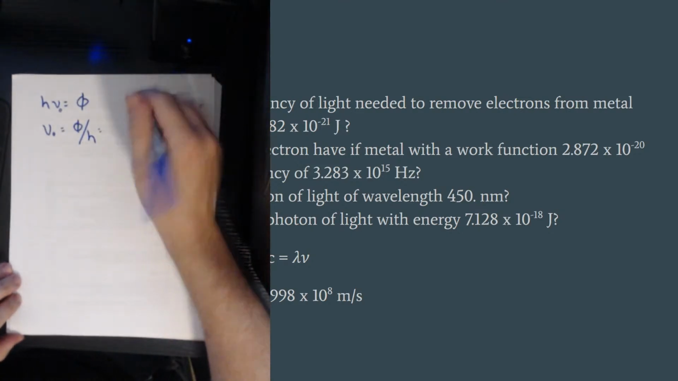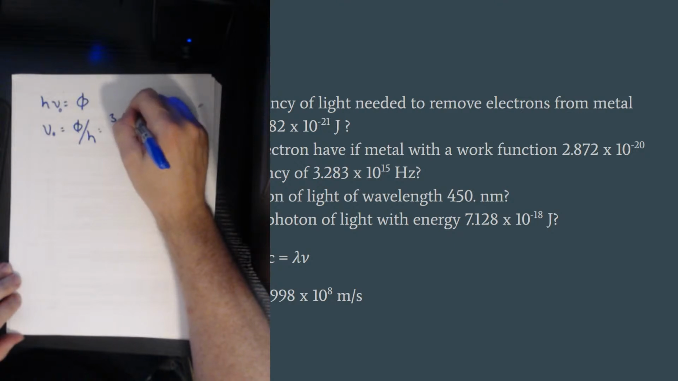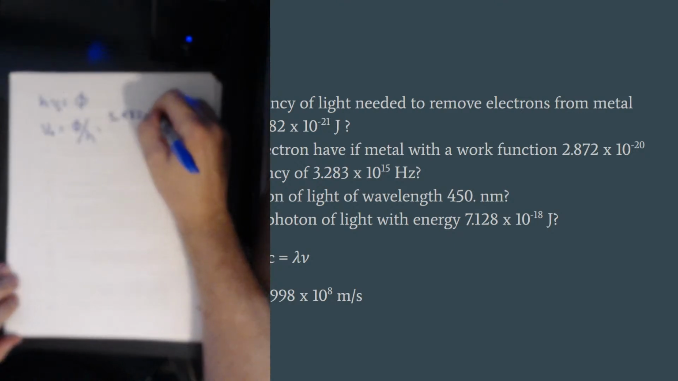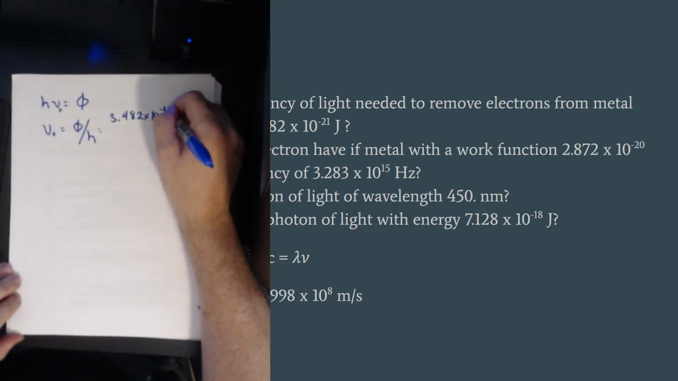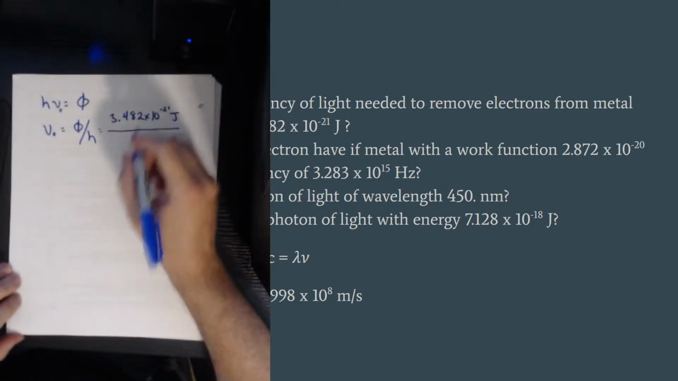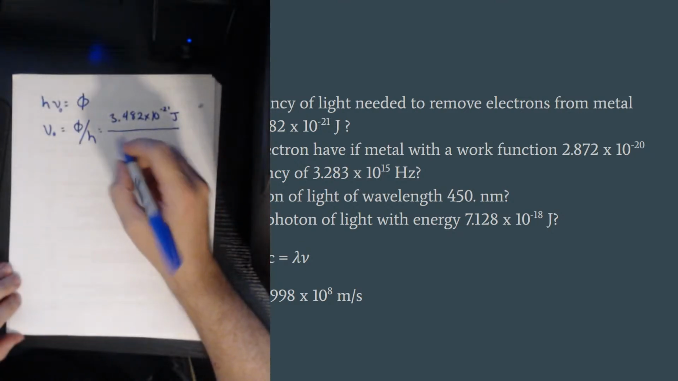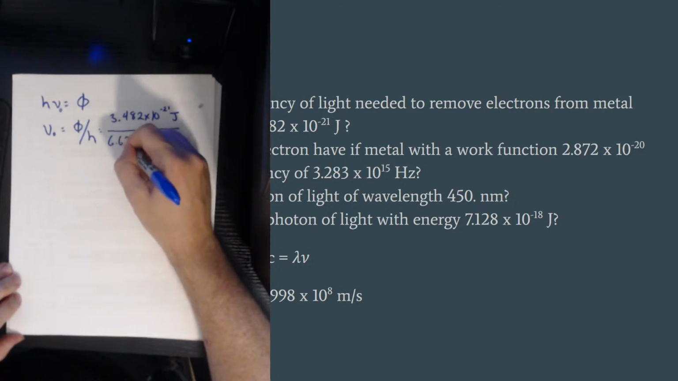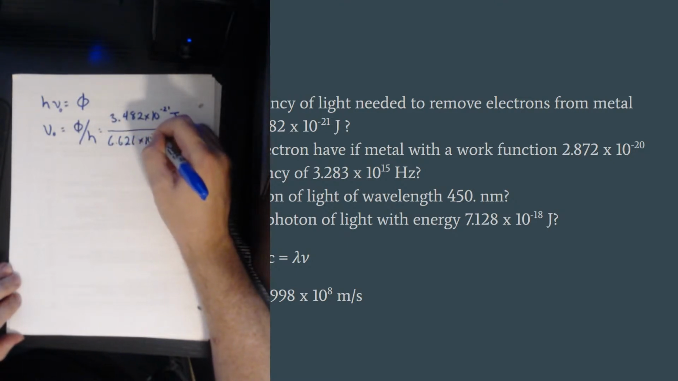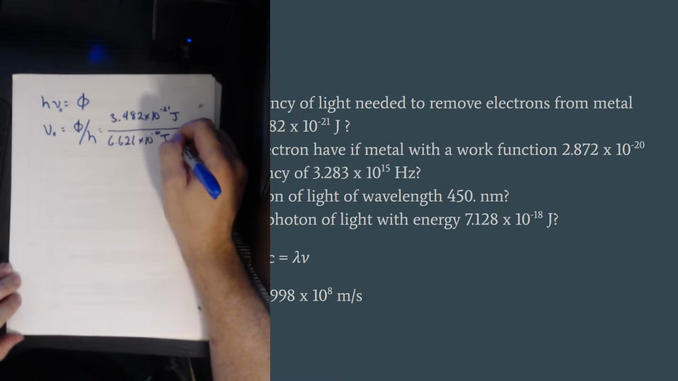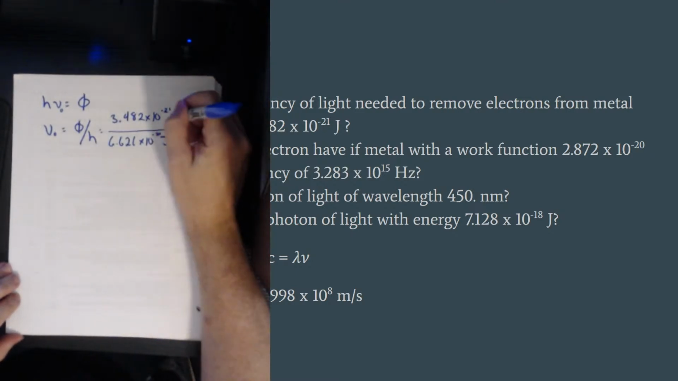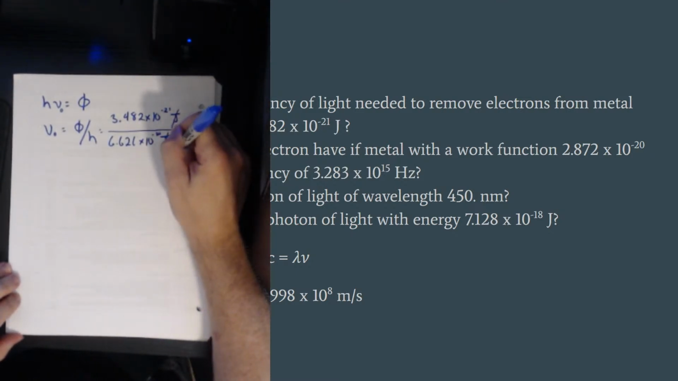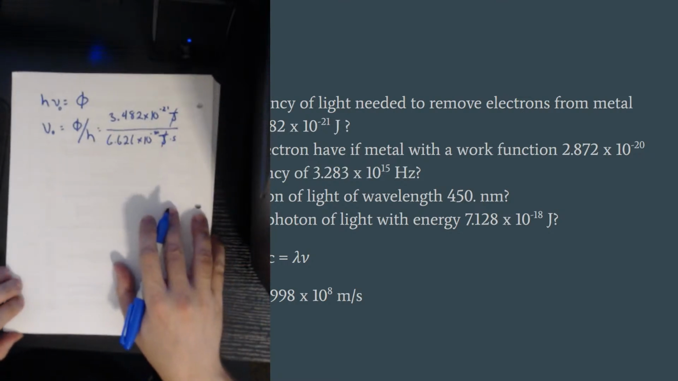So the work function in the problem was 3.482 times 10 to the negative 21st joules. And Planck's constant, 6.626 times 10 to the negative 34th joule seconds. So joules will cancel out, leaving us with units of 1 over seconds.